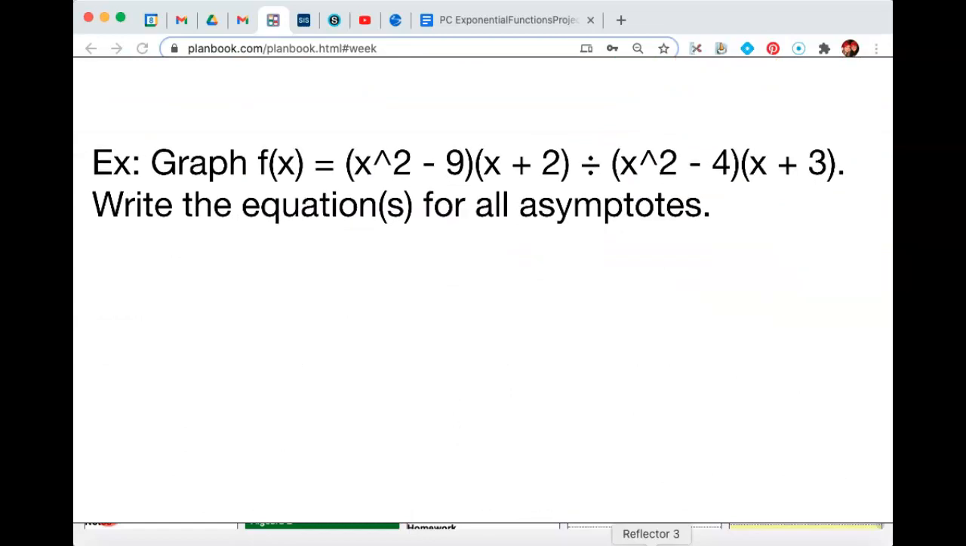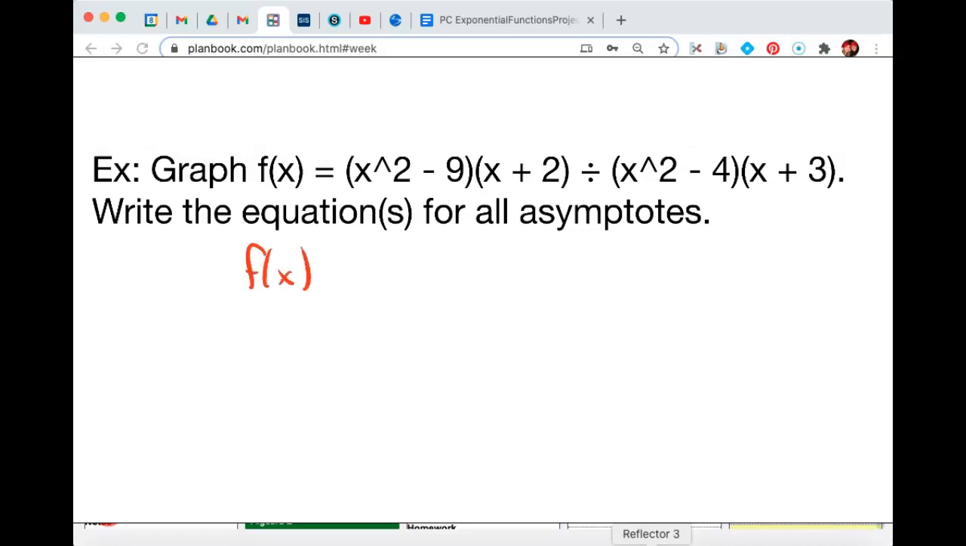Predicting where COVID's going, good luck with that. Okay, last one. So this was more complicated just because there's more stuff in it, but it still works the same way. So we should factor first, and then figure out what we have left to graph.